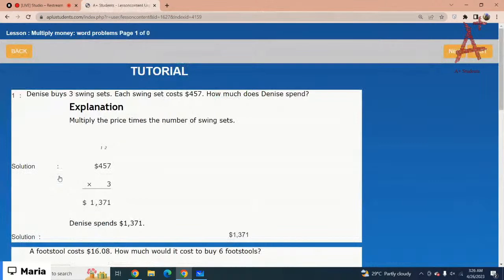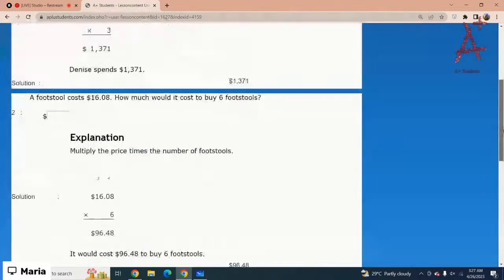Okay, Denise buys 3 swing sets. Each swing set costs $457. How much does Denise spend? So the cost of one swing set is 457. You need to calculate the cost of the 3 swing sets. So you just have to multiply 457 times 3. That would be $1,371. Got it? Okay.